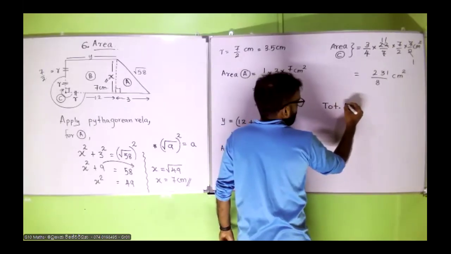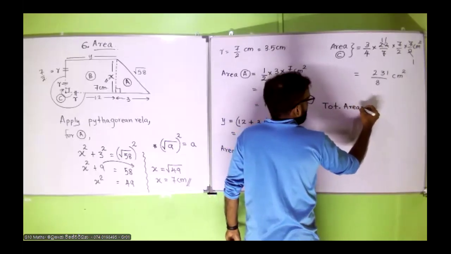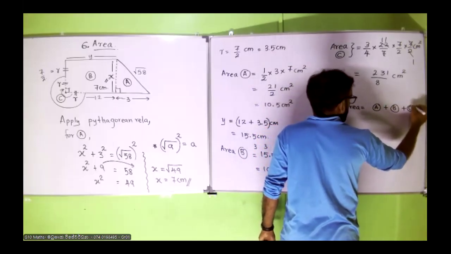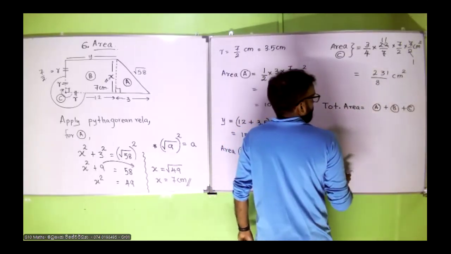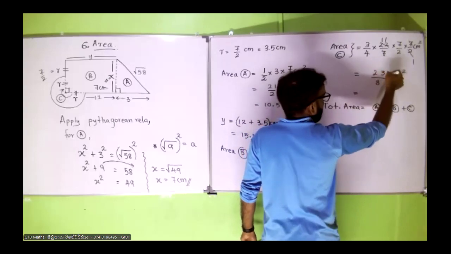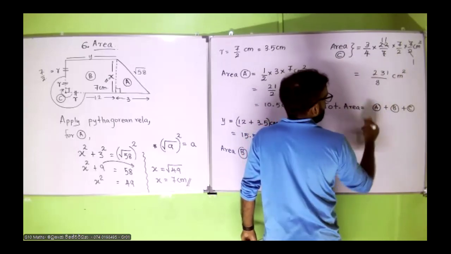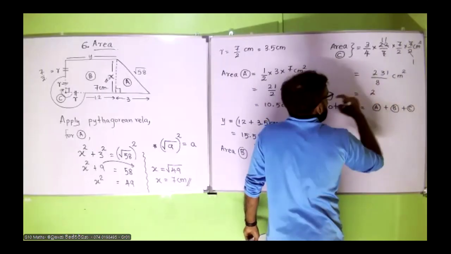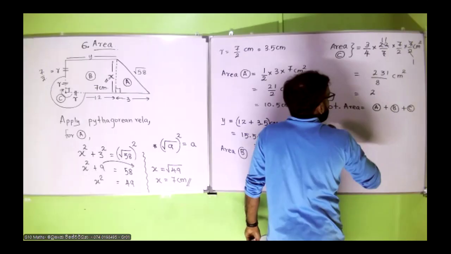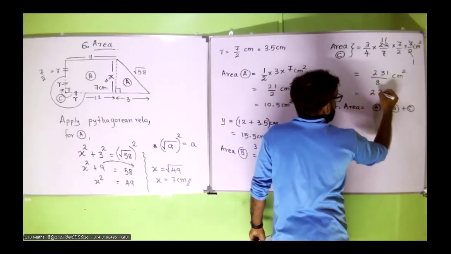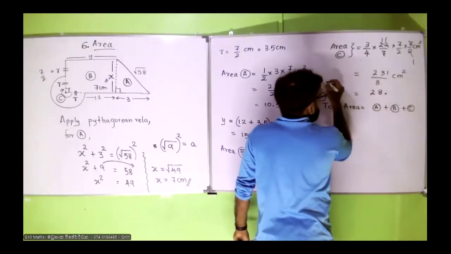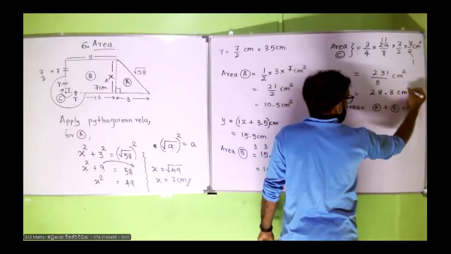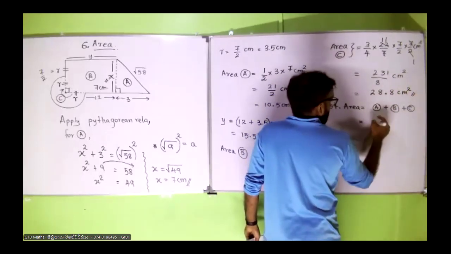Now you know how to find the total area. Total area equals area of A plus B plus C. If you want, you can simplify this further, 231 over 4 times 8, which is 8 times 8, 64. 231 divided by 8 gives 28.8 square centimeters.